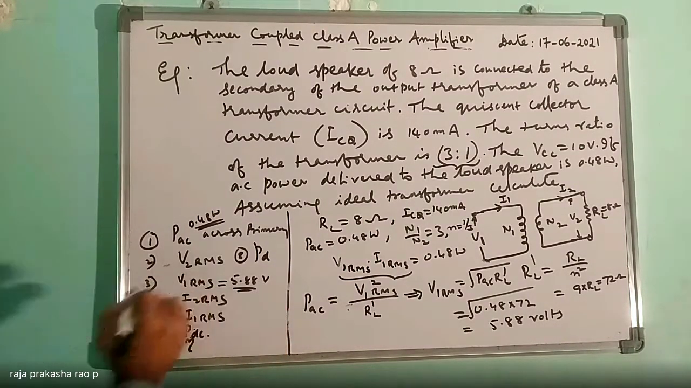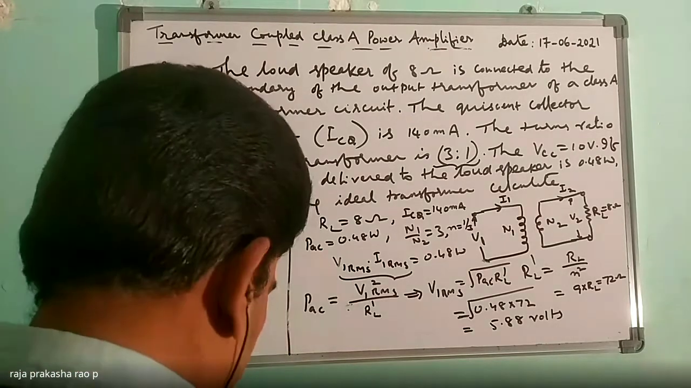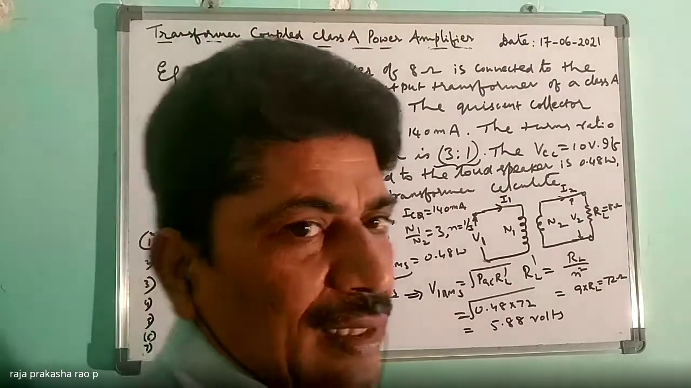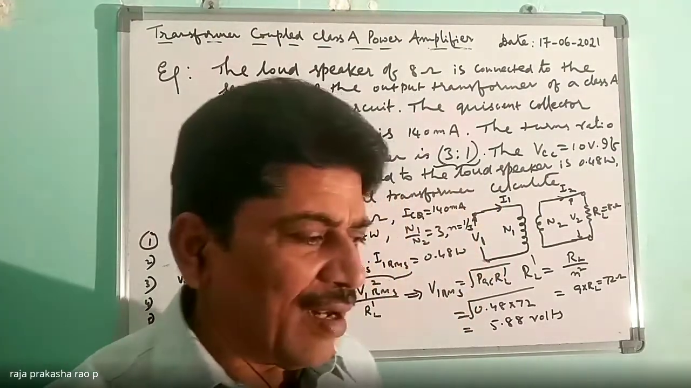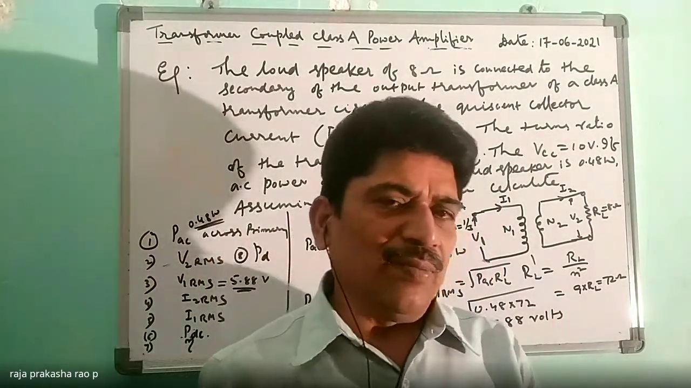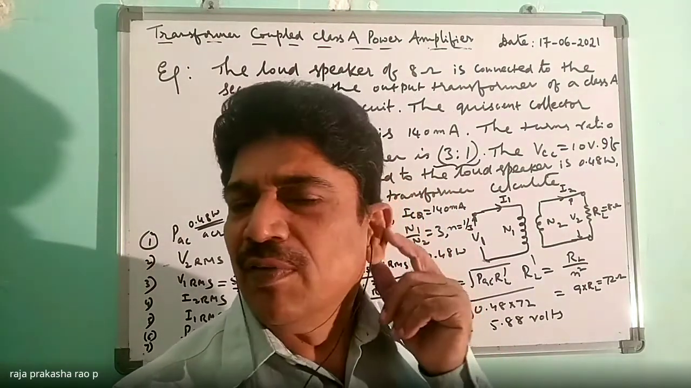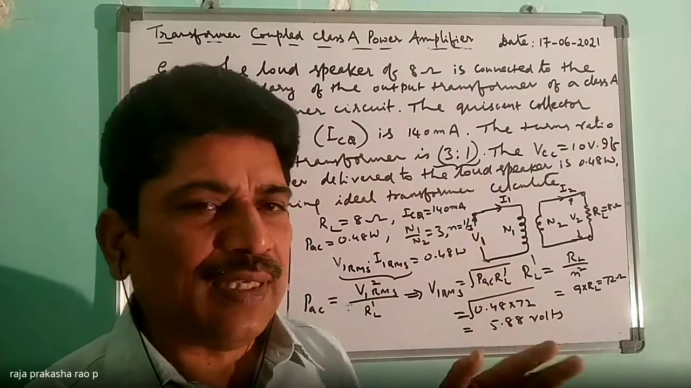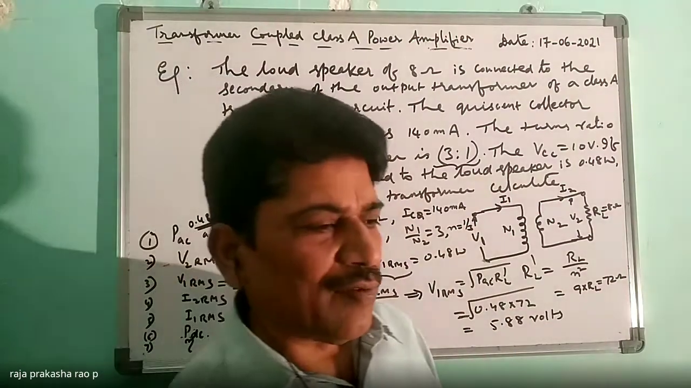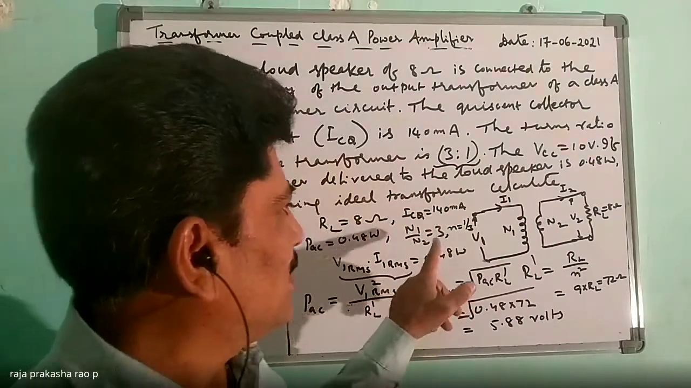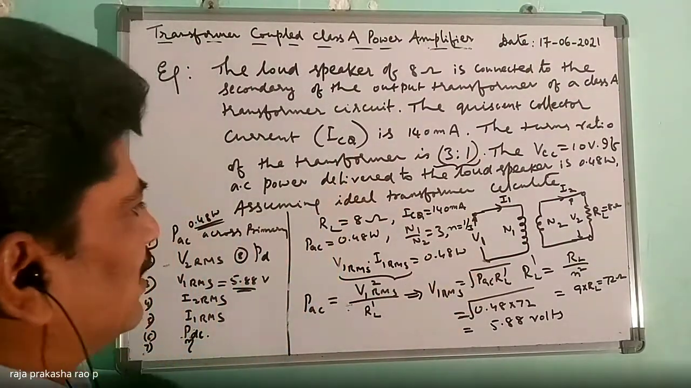Then how to find out V2 RMS? You can use the transformer equation. V1 RMS by V2 RMS is equal to N1 by N2. From that equation, you can find out V2 RMS. Already we know V1 RMS and we know N1 by N2 also. What is N1 by N2? N1 by N2 is 3. Substitute here and then get the answer.